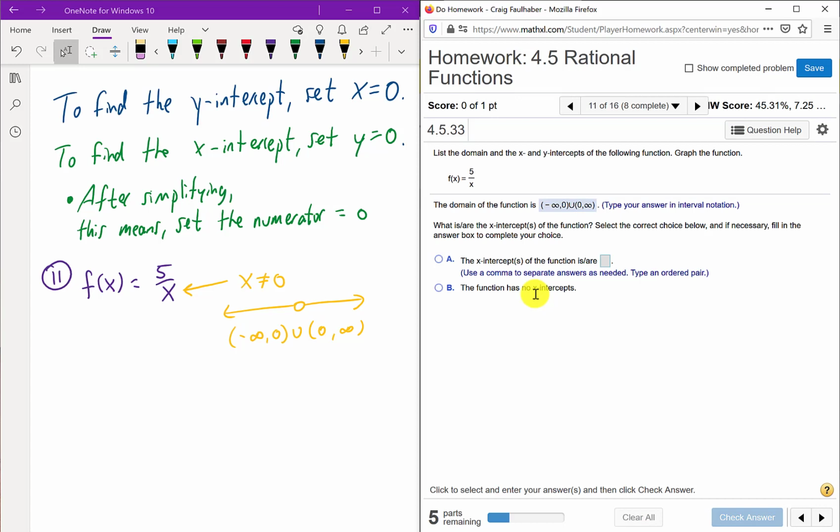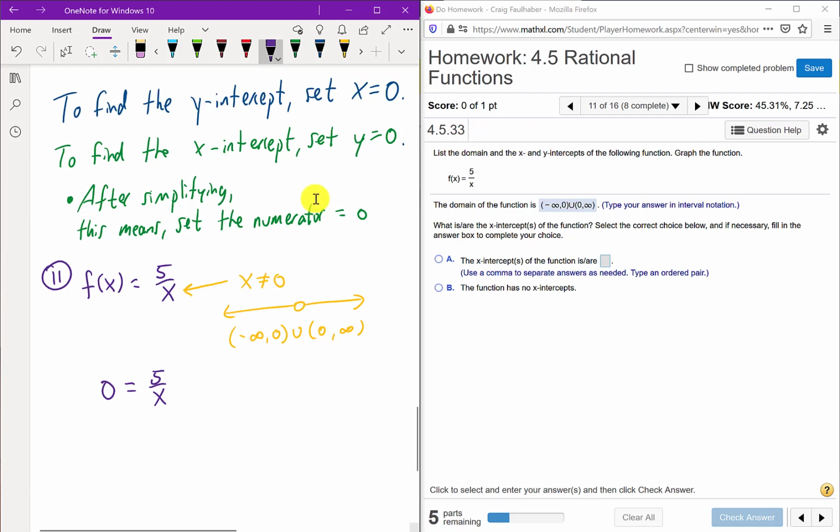Okay, now to find x-intercepts of a function, what that means is you're going to set y equal to 0. I have that note right up here. To find the x-intercept of any function, we're going to set y equal to 0. What that means in this case is we're going to set f of x equal to 0. And essentially what that means when we're talking about rational functions is we're setting the numerator of our rational function equal to 0.